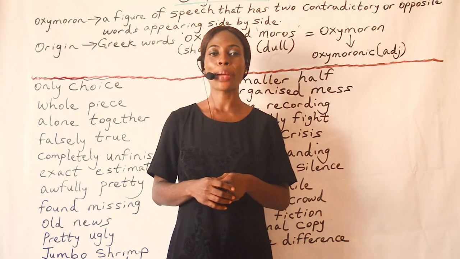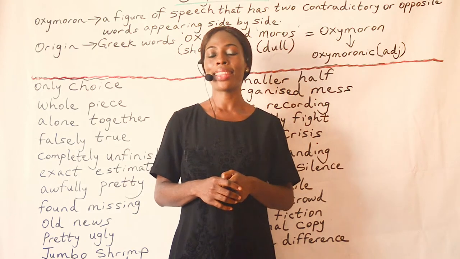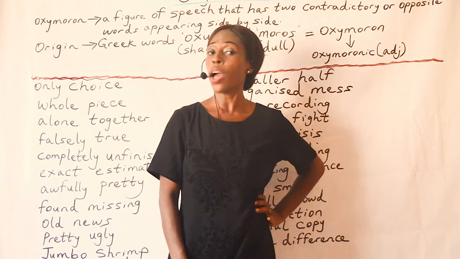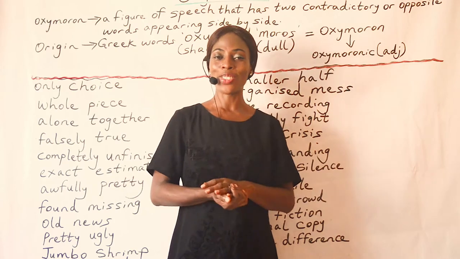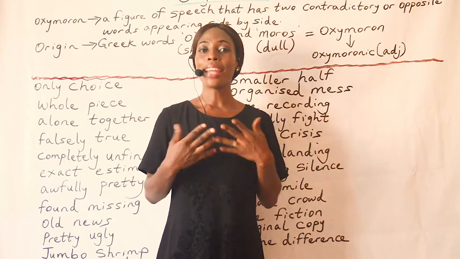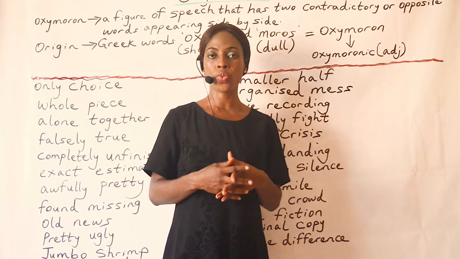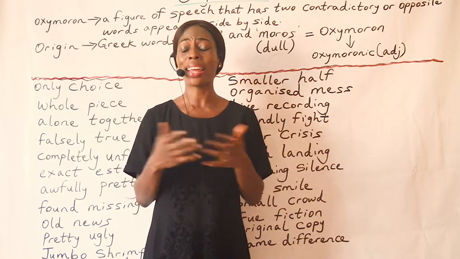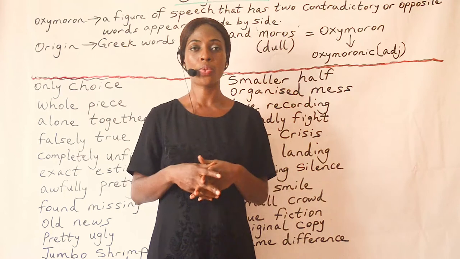That's oxymoronic. Next sentence, you look awfully pretty in that dress. Am I awful? No, I'm not. That's oxymoronic. Then we have, true fiction is my favorite genre to read. True, something that is real, and fiction, it's unreal. Having it together in the sentence is oxymoronic.